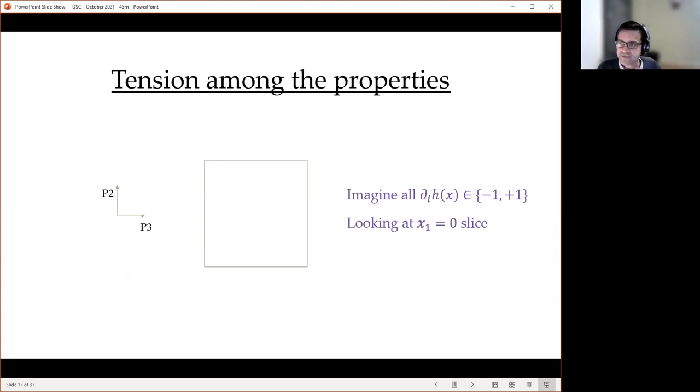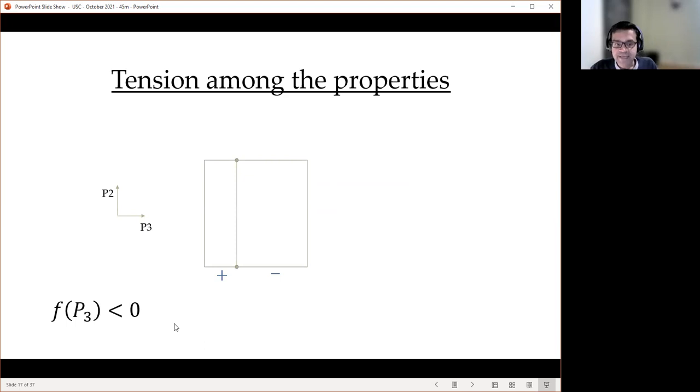P3 is the minimizer, and I'm currently looking at the slice. So the hypergrid is actually a cube now, right? It's a three-dimensional cube, and for simplicity, I'm looking at the slice where the first coordinate is 0, and I'm drawing what H looks like in this P2 P3 plane. And again, for simplicity, let's assume that all the marginals are either -1 or 1. It need not be like that, but suppose they are.